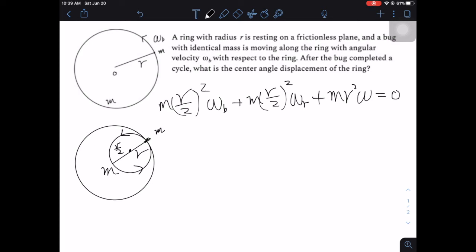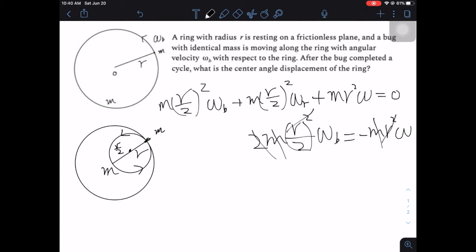We know the angular momentum of the bug and the ring according to the small circle should be the same, because they are always at opposite ends and the center of mass has to be fixed at that position. So we can simply combine the two terms: omega b equals omega r, and then we move m r squared times omega to the right. We cancel out m, cancel out r squared, cancel out 2, and then we have 1 over 2 here. Then omega b will be equal to negative omega times 2.